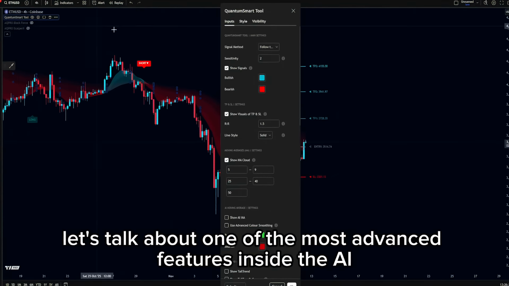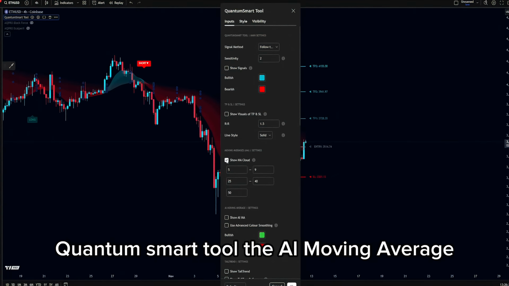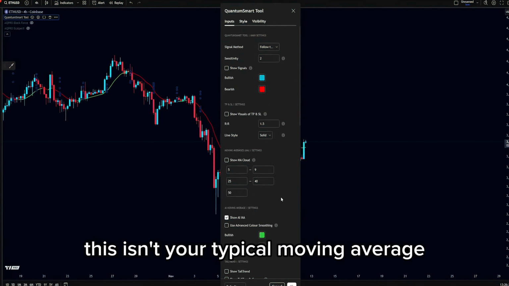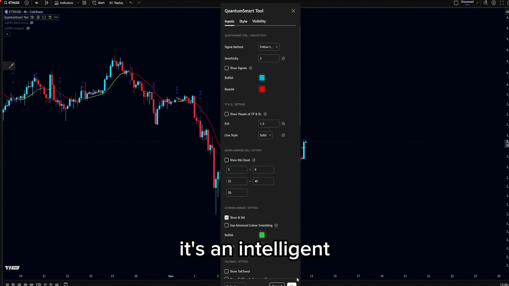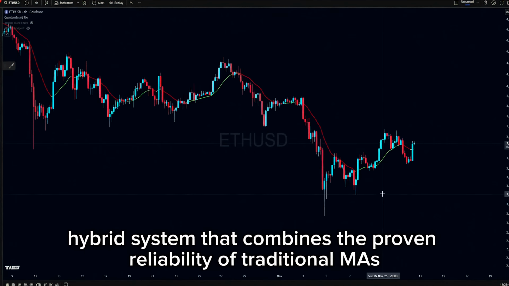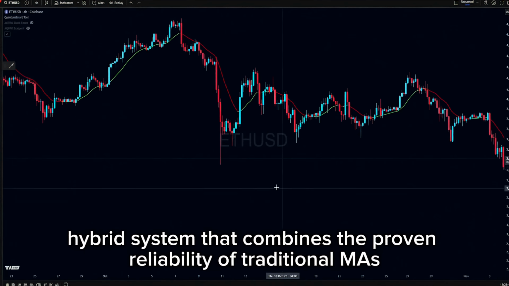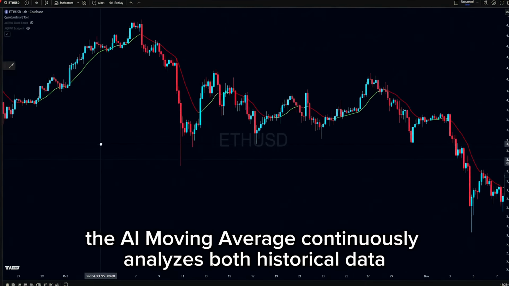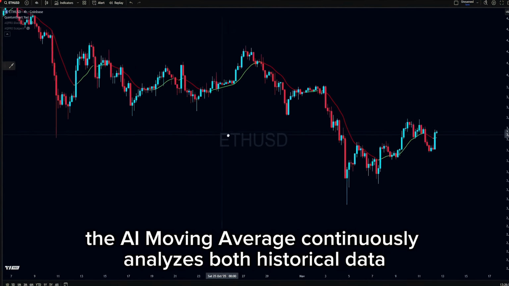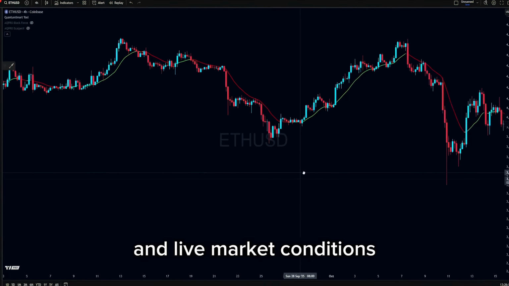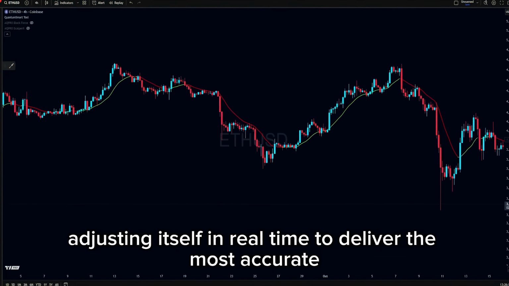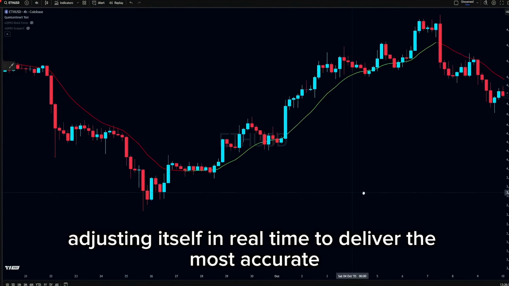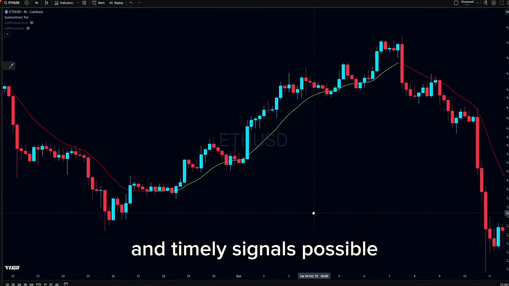Let's talk about one of the most advanced features inside the AI Quantum Smart Tool, the AI Moving Average. This isn't your typical moving average. It's an intelligent hybrid system that combines the proven reliability of traditional MAs with the adaptability of artificial intelligence. The AI Moving Average continuously analyzes both historical data and live market conditions, adjusting itself in real time to deliver the most accurate and timely signals possible.